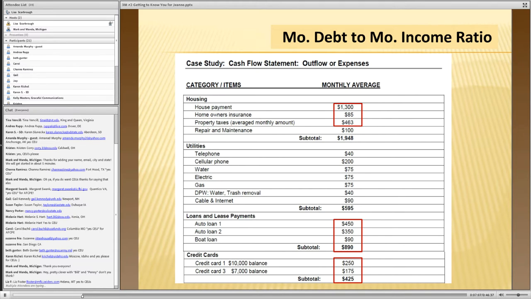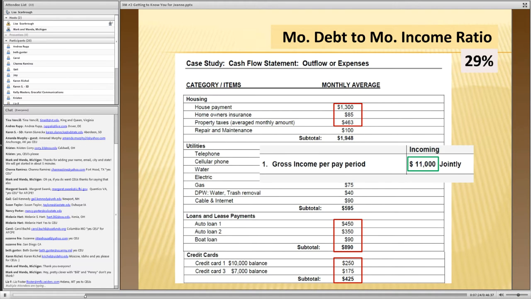All right, let's look at the monthly debt to monthly income ratio. What goes into that? Well, your house payment, owner's insurance, property taxes, fixed recurring expenses, for example, auto loans, and of course your credit cards. So when we look at that ratio and we divide that by the gross income per pay period, it's at 29%. And where we'd like to have that is somewhere in the 30 to 36% range. So on the first two ratios, I don't see any problems yet for Bill and Penny.